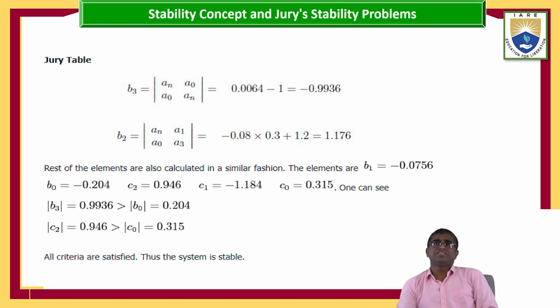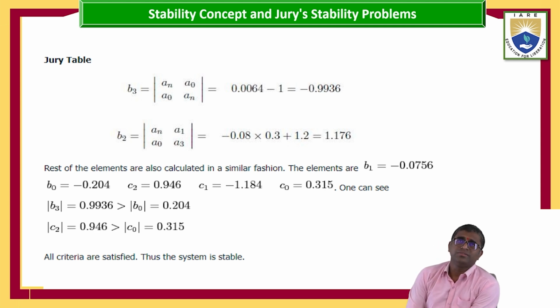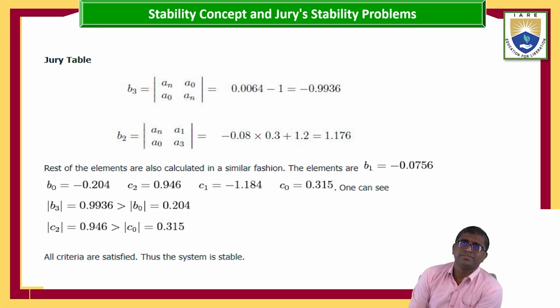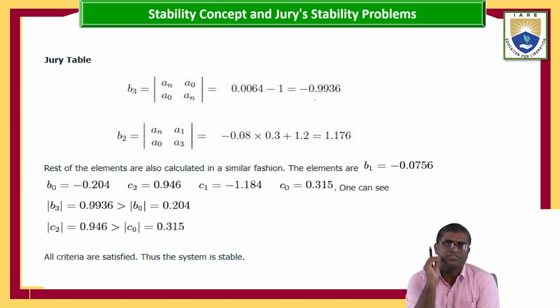Jury table. What is the Jury table here? So how many Jury table rows will be coming here? For forming the Jury table, we have the B3 value, that is AN minus A0. So AN minus A0 and A0 into AN. We have to find this value, which is coming to minus 0.99636. Already explained in previous sections more problems. Once again I am repeating these problems like this.